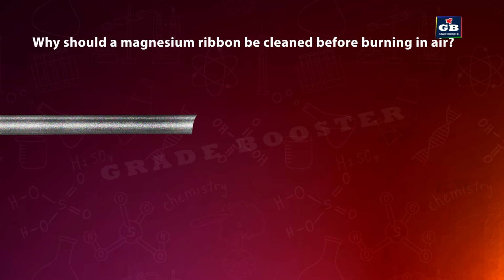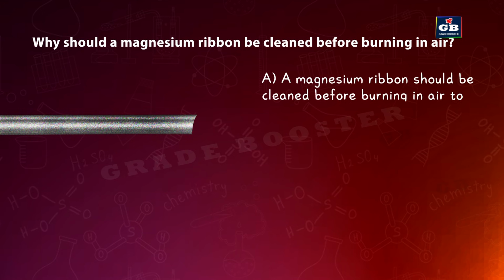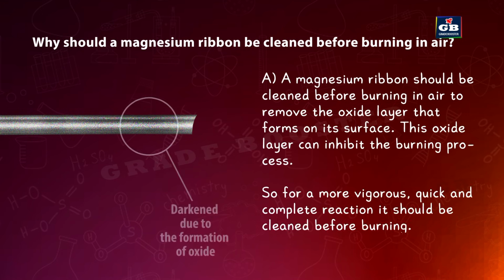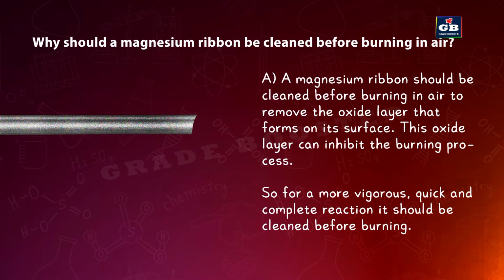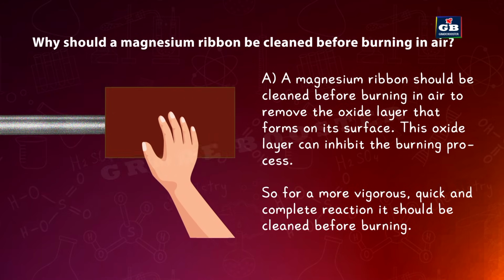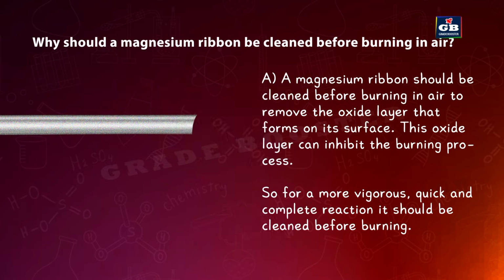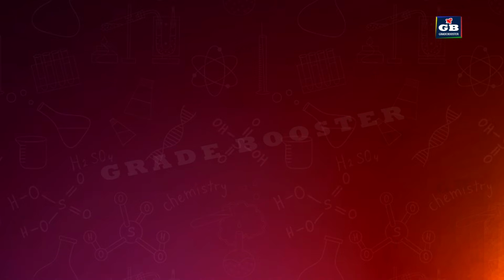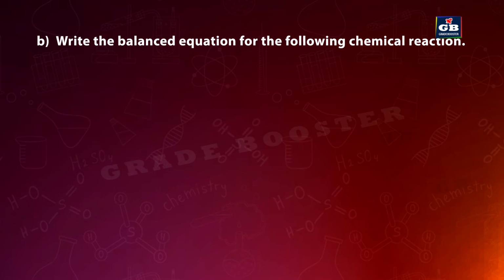Why should a magnesium ribbon be cleaned before burning in air? A magnesium ribbon should be cleaned before burning in air to remove the oxide layer that forms on its surface. This oxide layer inhibits the burning process. So, for a more vigorous, quick and complete reaction, this oxide layer should be cleaned with the help of sandpaper before burning.